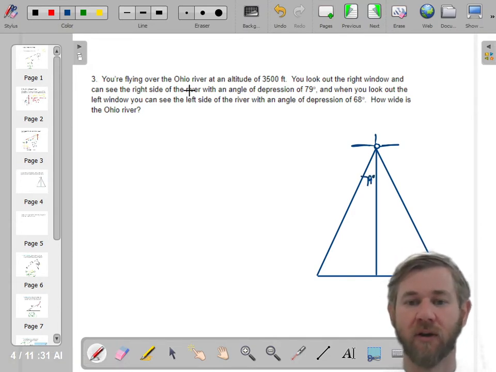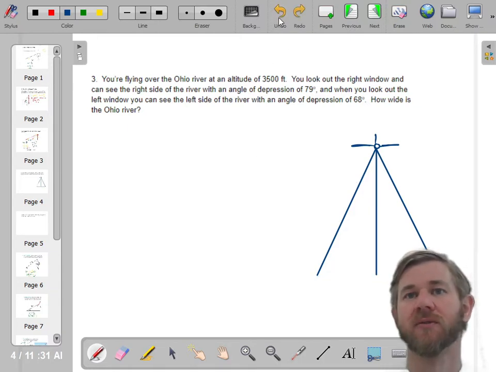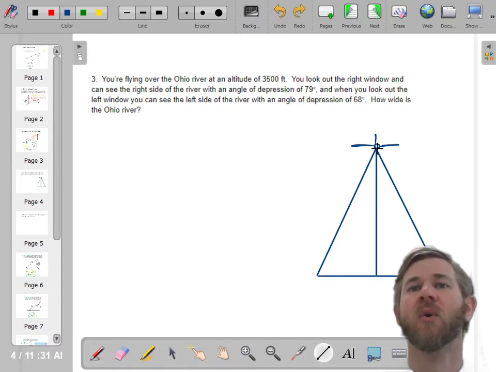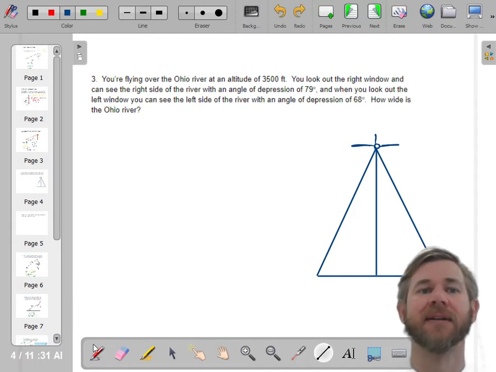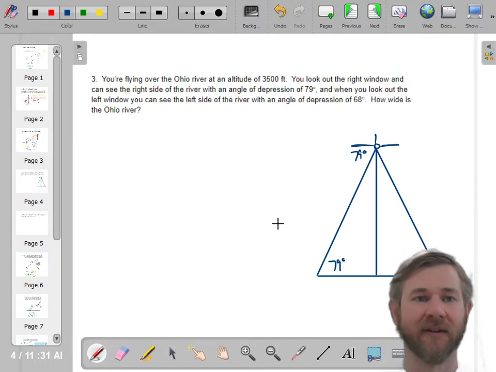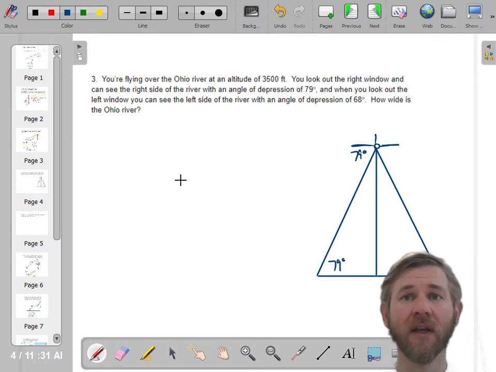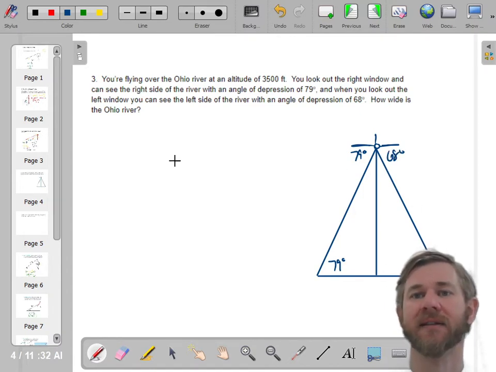You missed it. You got it wrong. If you label that as 79 degrees, you're going to get the whole problem wrong because your picture is wrong. Remember, from the horizontal, if you look out the window and you look down, that is 79 degrees. This is 79 degrees, which means this is 79 degrees. Other side, 68 degrees, which means this is 68 degrees.